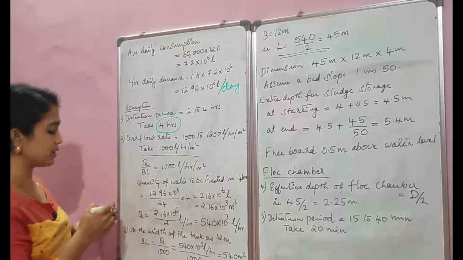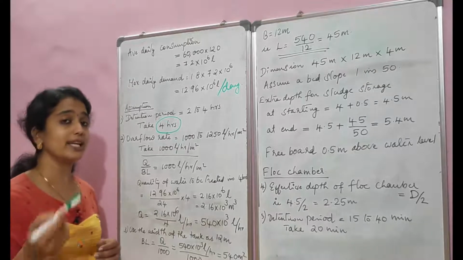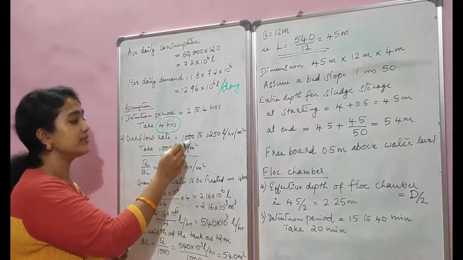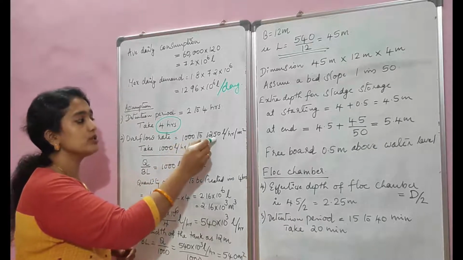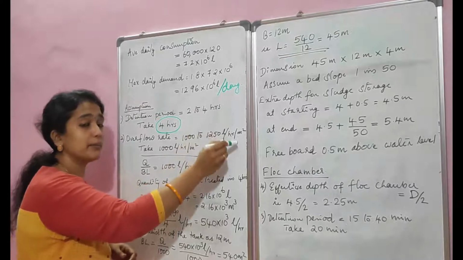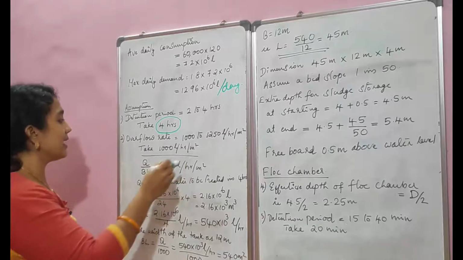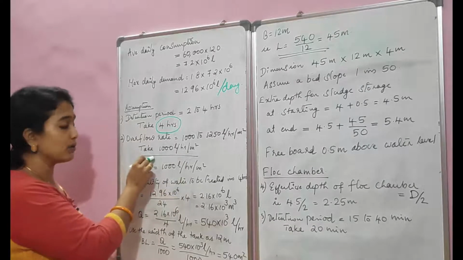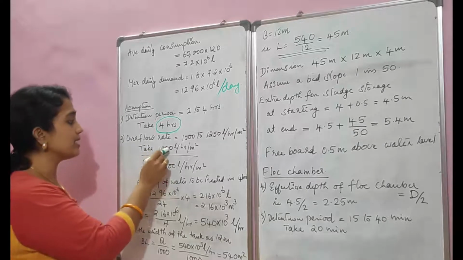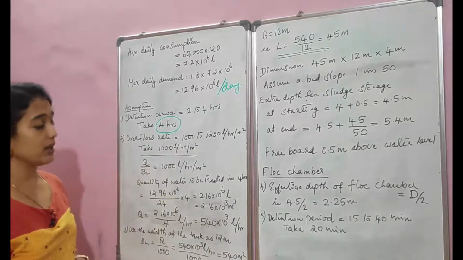The second assumption is the overflow rate, that is the surface loading rate, which should be in between 1000 to 1250 liters per hour per meter square of tank area. Here we are going to assume the overflow rate as 1000 liters per hour per meter square.